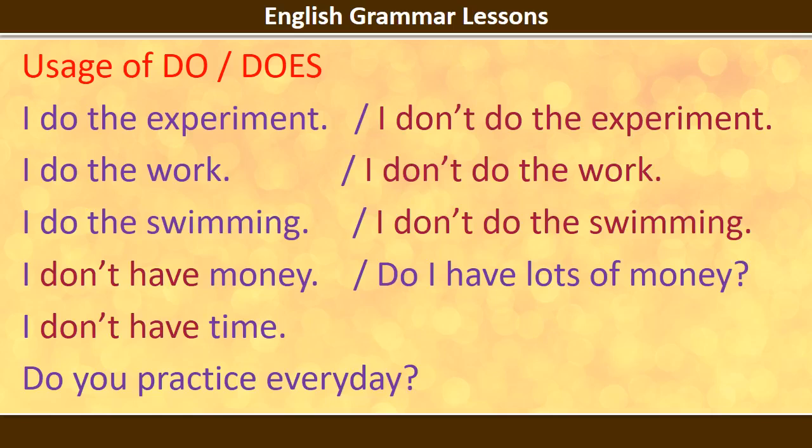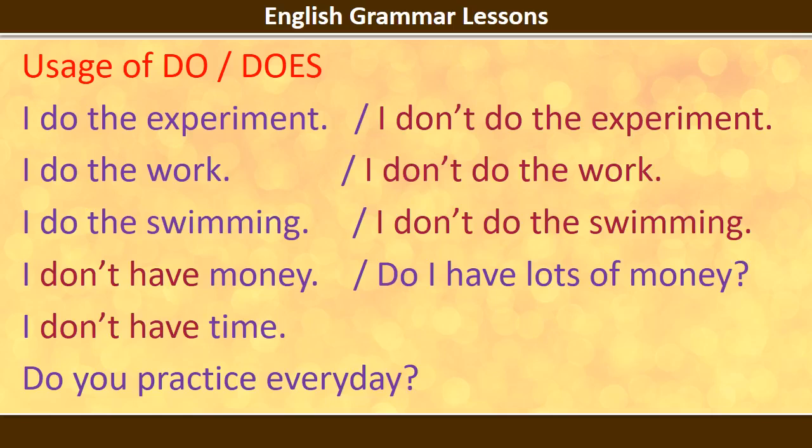I am asking a question. Do you have a pen? Do you have lots of money? I am using do in the beginning of the sentence. Another example: I do the experiment. I do the work. I do the swimming. In place of I, you can keep we, you, they, and practice by yourself.